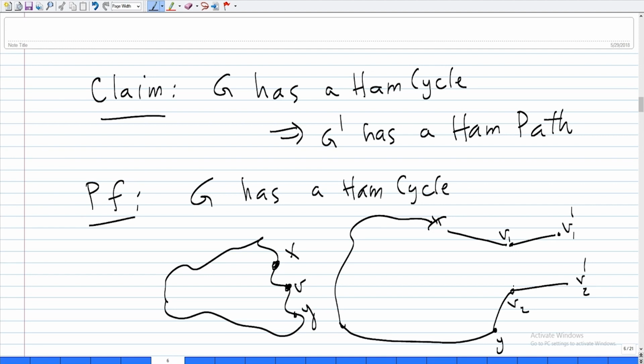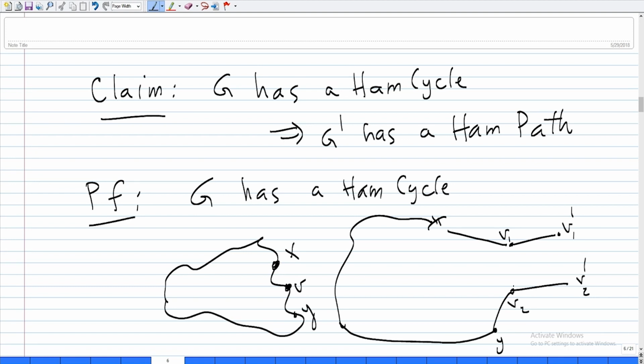It is a path, it visits every vertex exactly once, because this was a Hamiltonian cycle. It visited everything exactly once. So I have got a Hamiltonian path here. If G has a Hamiltonian cycle, G prime has a Hamiltonian path. I just spliced my vertex V and made two copies of it. So I can take my Hamiltonian cycle and convert it into a Hamiltonian path.